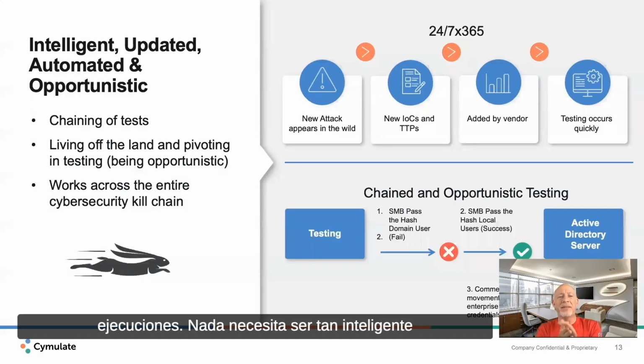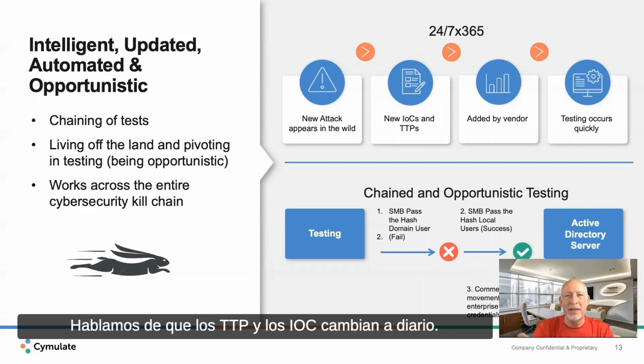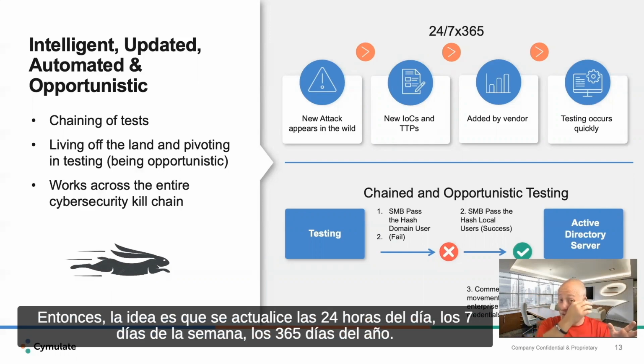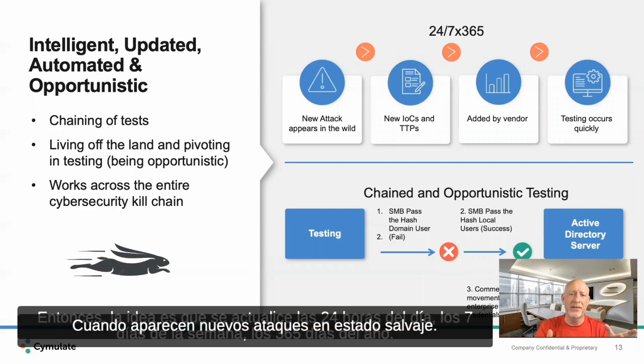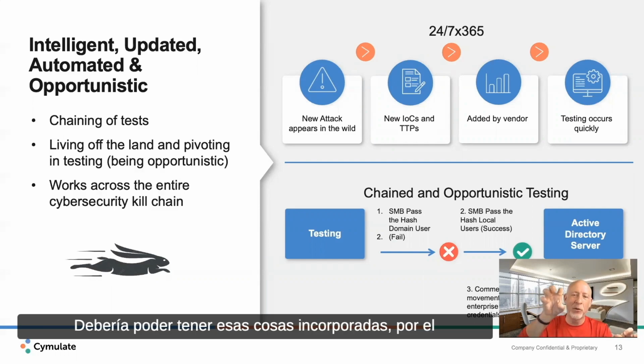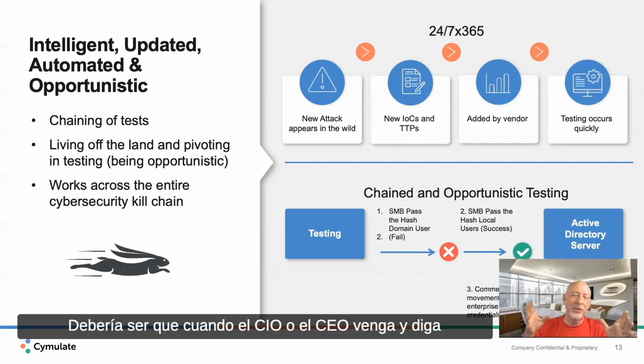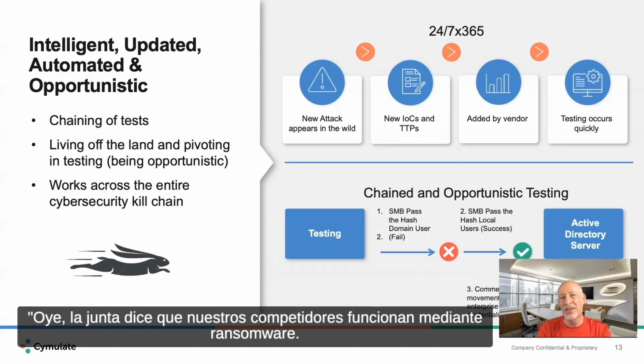Another thing it needs to be is intelligent, updated, automated, and opportunistic. What do I mean by this? Well, number one, we talked about TTPs and IOCs changing daily. So the idea is it should be updated 24/7, 365. When new attacks appear in the wild, you should be able to have that incorporated by the vendor so you can test immediately.